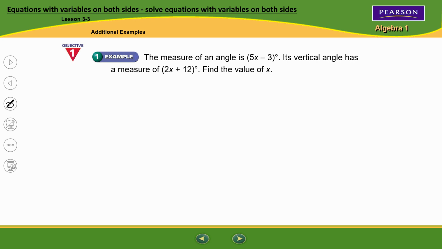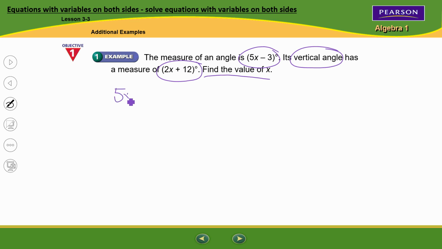So example 1, the measure of an angle is 5x minus 3 degrees. Its vertical angle has a measure of 2x plus 12 degrees. Find the value of x. So we got to find this missing value, x. We have to use a little bit of vocabulary here. Vertical angles, if you remember from geometry, are congruent. What's congruent mean? That means they are equal. So this guy here and this guy here are going to be equal.